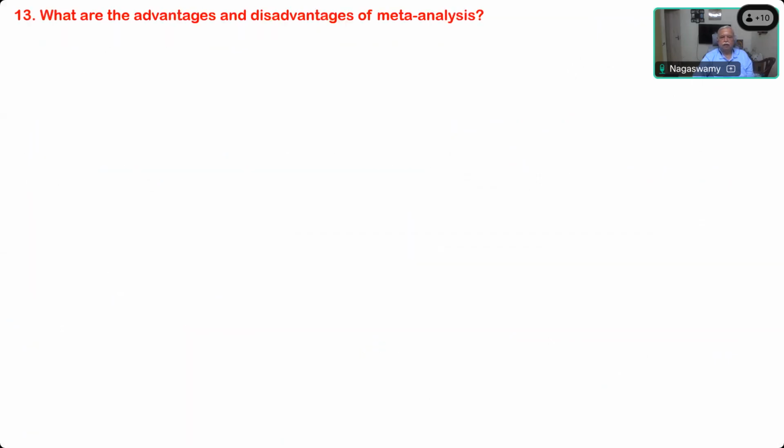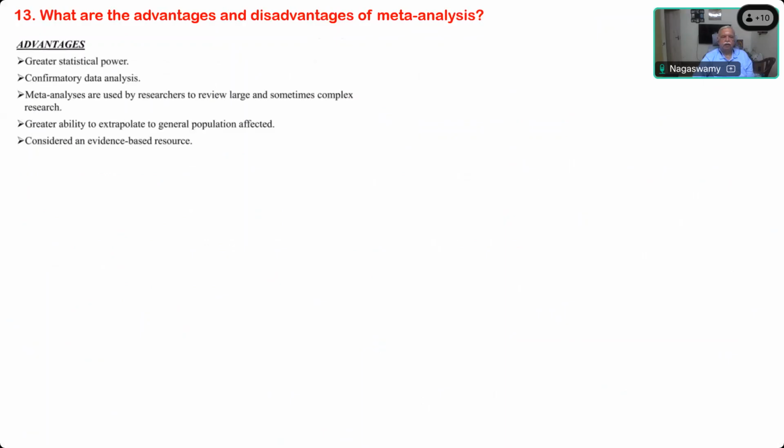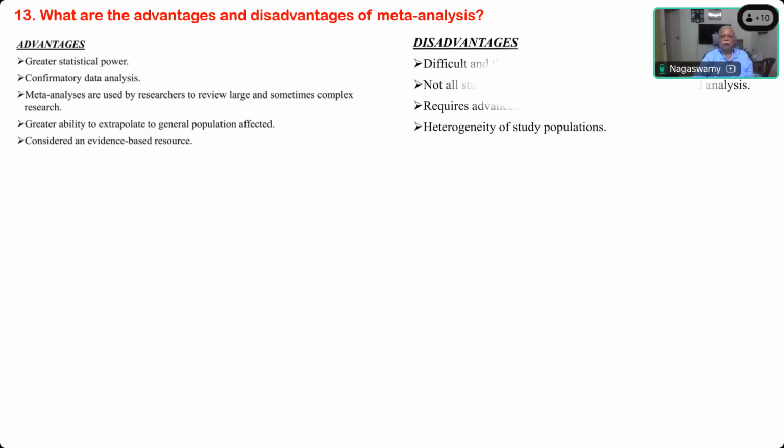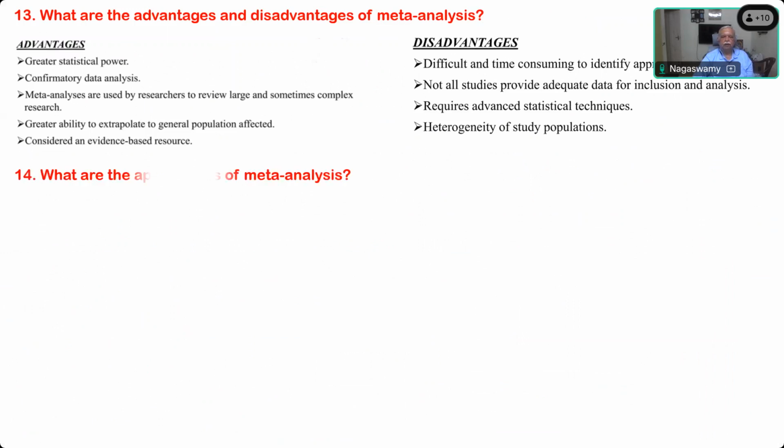What are the advantages and disadvantages of meta-analysis? Advantages: there is greater statistical power and information for data analysis. Meta-analyses are used by researchers to review large and sometimes complex research, with a greater ability to extrapolate to the general population affected. It is considered an evidence-based resource. Disadvantages: it is difficult and time-consuming to identify studies. Not all studies provide adequate data. It requires advanced statistical techniques. Heterogeneity of study population will give conflicting results.